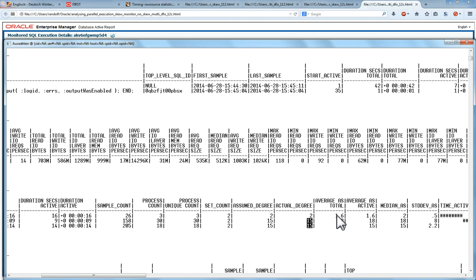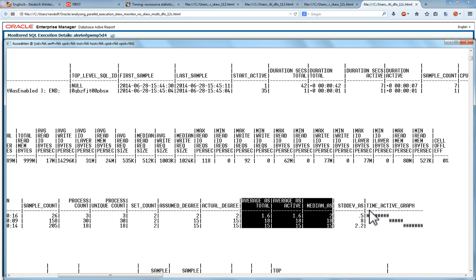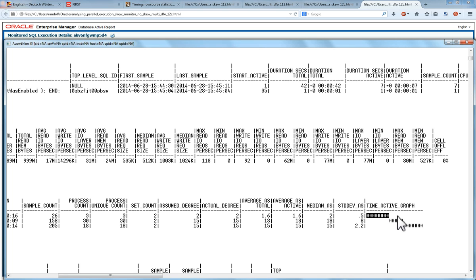So, and we can also see that we get here the average and median active sessions per DFO tree. So in this case it becomes obvious that we do not really have a problem with skew, because the averages are pretty close to the actual degree. So on average, and the middle value also seems to support this, we do not seem to have a problem with the work distribution within each DFO tree. And then another point, another graph that is quite helpful in understanding the pattern of activity. We can clearly see here with this time active graph that each of the DFO trees was active one after the other.